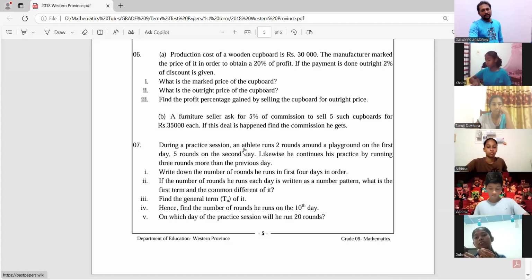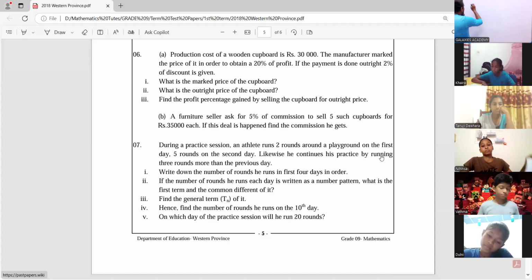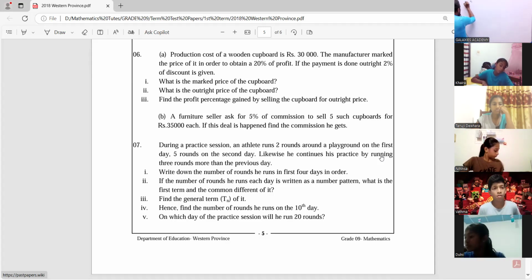During a practice session, an athlete runs 2 rounds around a playground on the first day. Right? First day, there are 2 rounds. This is the 7th question of this paper, second paper.